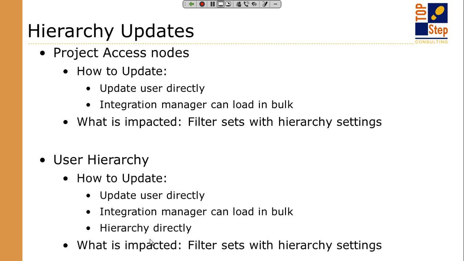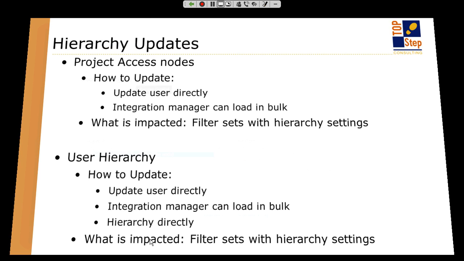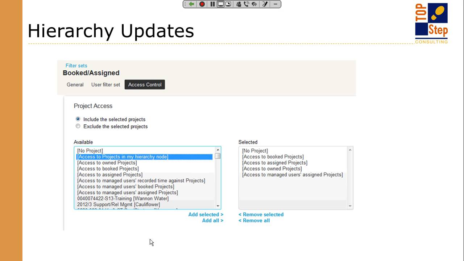Now, for those of you who may not be aware of the filter set hierarchy relationship, here's an example of a filter set. A filter set is how you control who can see what data in the system. And if you have the features turned on, which are internal switches, you have options such as "I can access projects in my hierarchy node," which is the project level access feature, and "I can access users in my own hierarchy," which is the user hierarchy feature. So this gives you a somewhat broader way to control access to projects and users by using hierarchies.